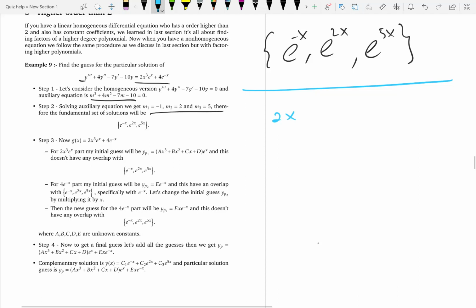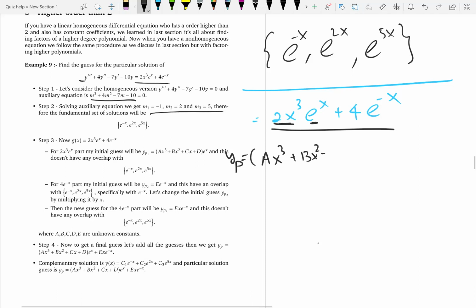Let's look at this: 2x cubed e to the x plus 4 e to the negative x. Now what do we do here? If we look at this g(x), let's write the initial guess for the particular solution. We have a cubic function times an exponential function. The cubic function is written ax cubed plus bx squared plus cx plus d, yes, times e to the x, plus, now we use the superposition approach, a constant times e to the negative x. So e times e to the negative x. This is my initial guess.